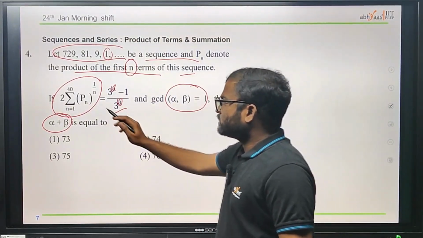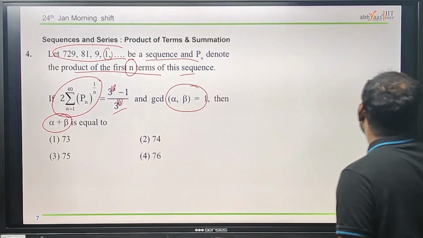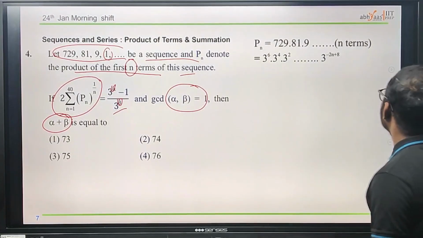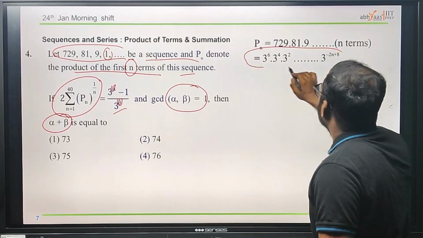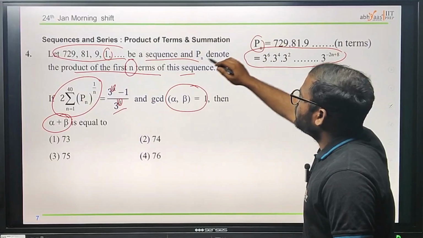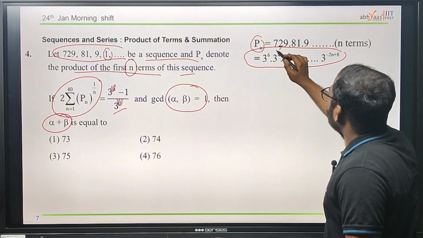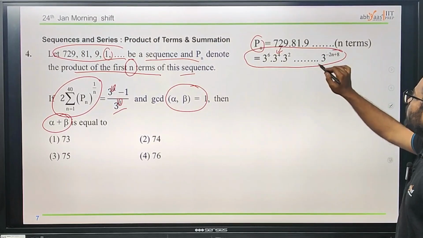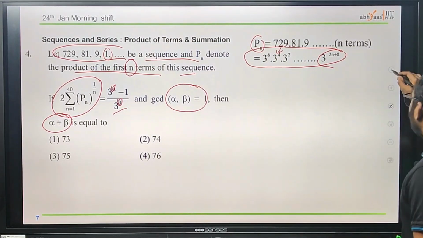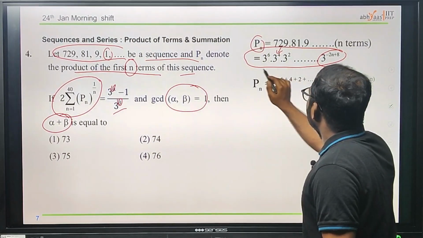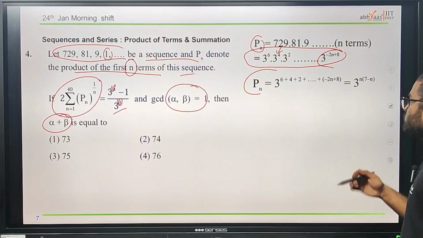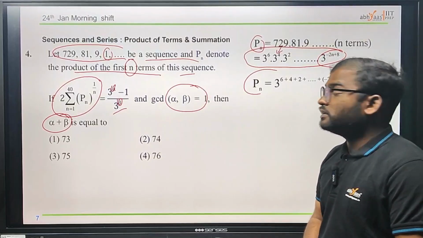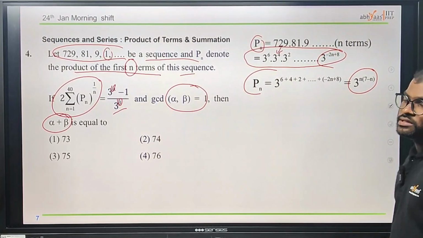In order to do that, we need to expand this one and check what is happening there. It can be done by GP. If you observe, this can be written as P_n, which is the sequence. This can be written as 3 power 6, and this can be 3 power 4, and this can be 3 power 2, up to 3 power minus 2n plus 8. Next, since all these are products, we can write it like this, which makes the nth term 3 power n into 7 minus n.